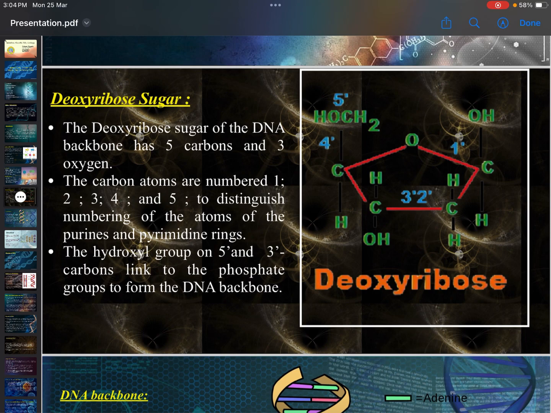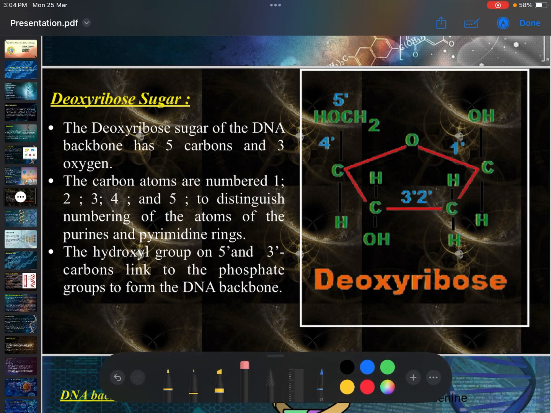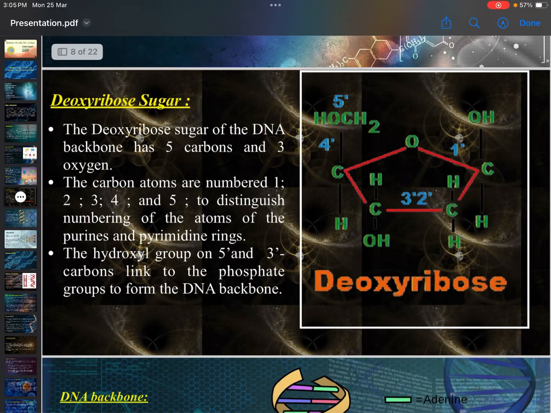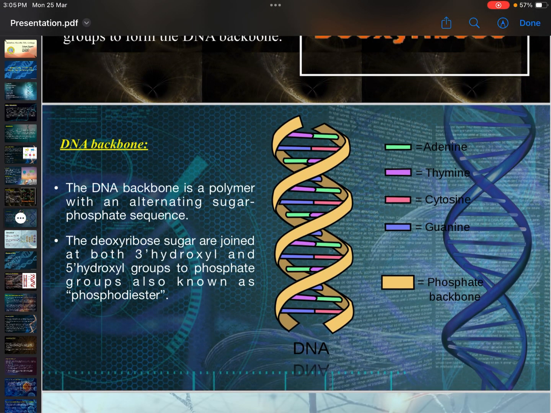Okay, now let's see deoxyribose sugar. The deoxyribose sugar of the DNA backbone has 5 carbons and 3 oxygens, as you can see in the diagram beside. This sugar forms the sugar-phosphate backbone of DNA, made by phosphodiester bonds. The DNA backbone is a polymer with an alternating sugar and phosphate sequence, linked by phosphodiester bonds.